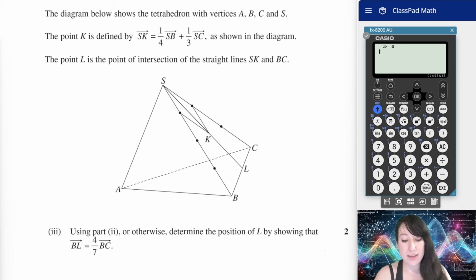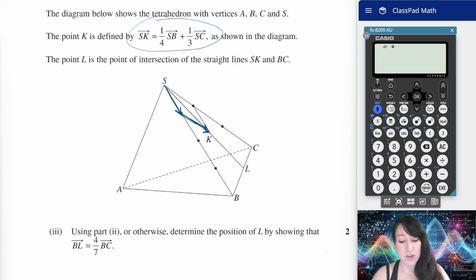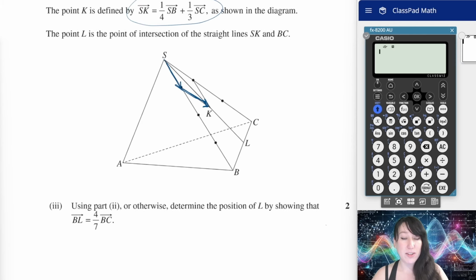Okay, let's work with the given equality and the diagram and see if we can set something up. So we have an expression for SK in terms of SB and SC. SK is 1/4 SB, so that's this here, plus 1/3 of SC, which is this here. Let's see if we can set up two expressions to get to the location of L. So those two vectors will get us to K. If we wanted to get the rest of the way to L, we can go from K to L.